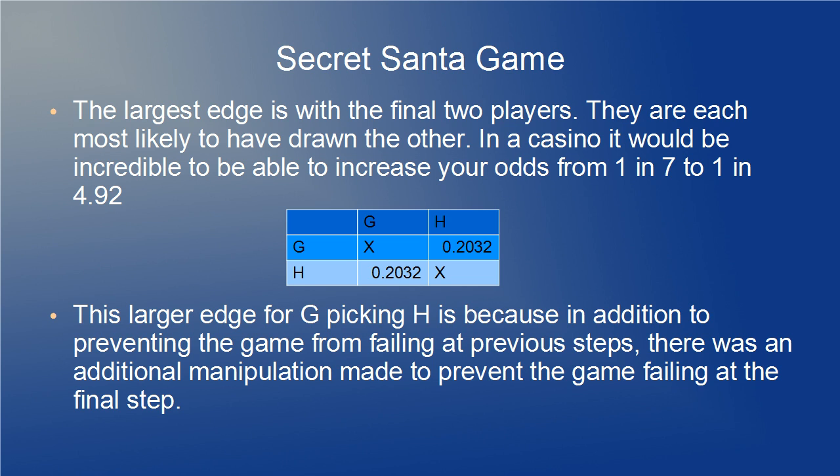Now the largest edge is with the final 2 players. They are each most likely to have drawn the other. In a casino, it would be incredible to be able to increase your odds from 1 in 7 to 1 in 4.92. This larger edge for G picking H is because in addition to preventing the game from failing at previous steps, there was an additional manipulation made to prevent the game from failing at the final step.